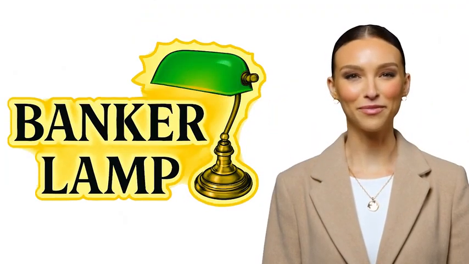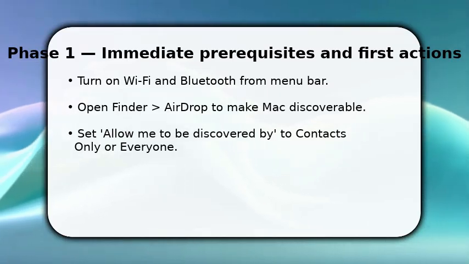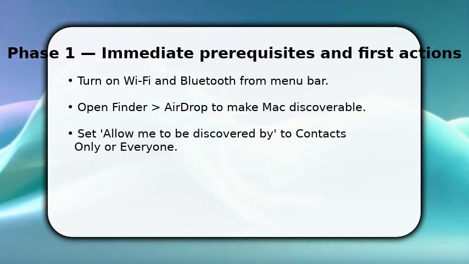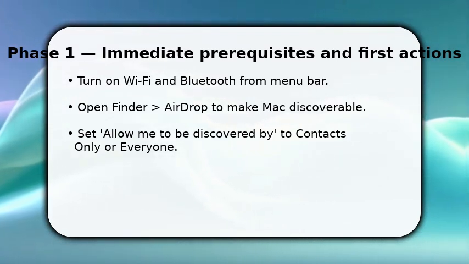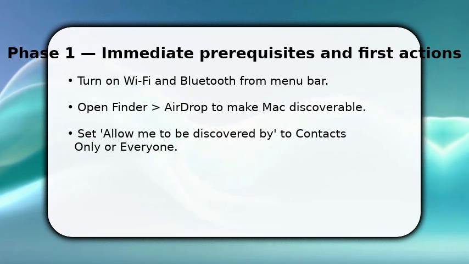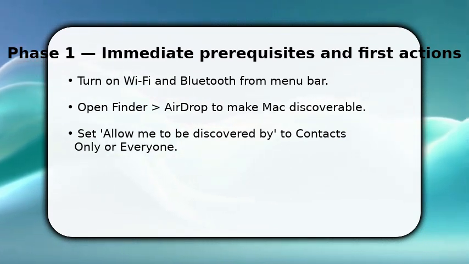Please enjoy the video. You begin by enabling the radios, Wi-Fi, and Bluetooth so AirDrop can see nearby devices. Open Finder and choose AirDrop to immediately make your Mac discoverable. This is where discovery and transfers start.